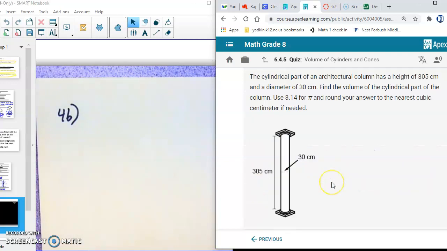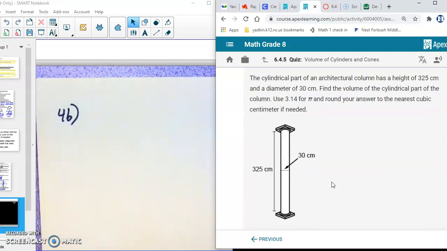Okay, let's go down to 4b. The cylindrical part of an architectural column has a height of 325 centimeters and a diameter of 30 centimeters. Find the volume of the cylindrical part of the column. Use 3.14 for pi and round your answer to the nearest cubic centimeter if needed. Okay, so what do we have here?